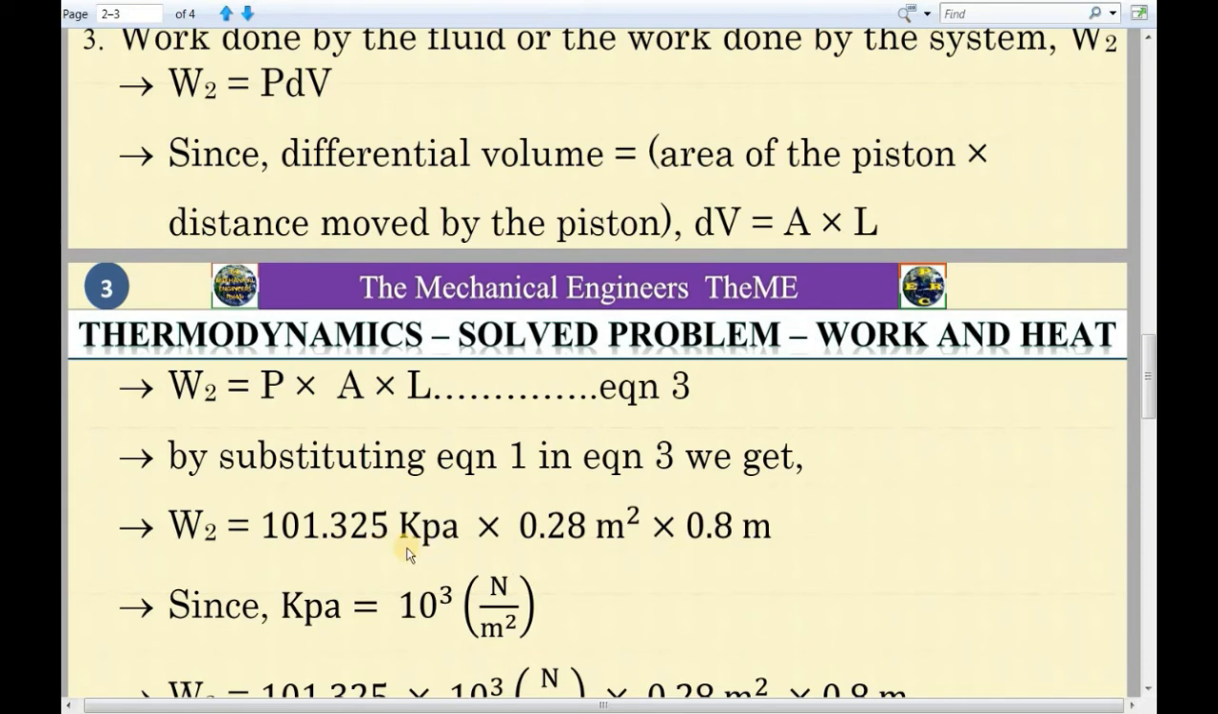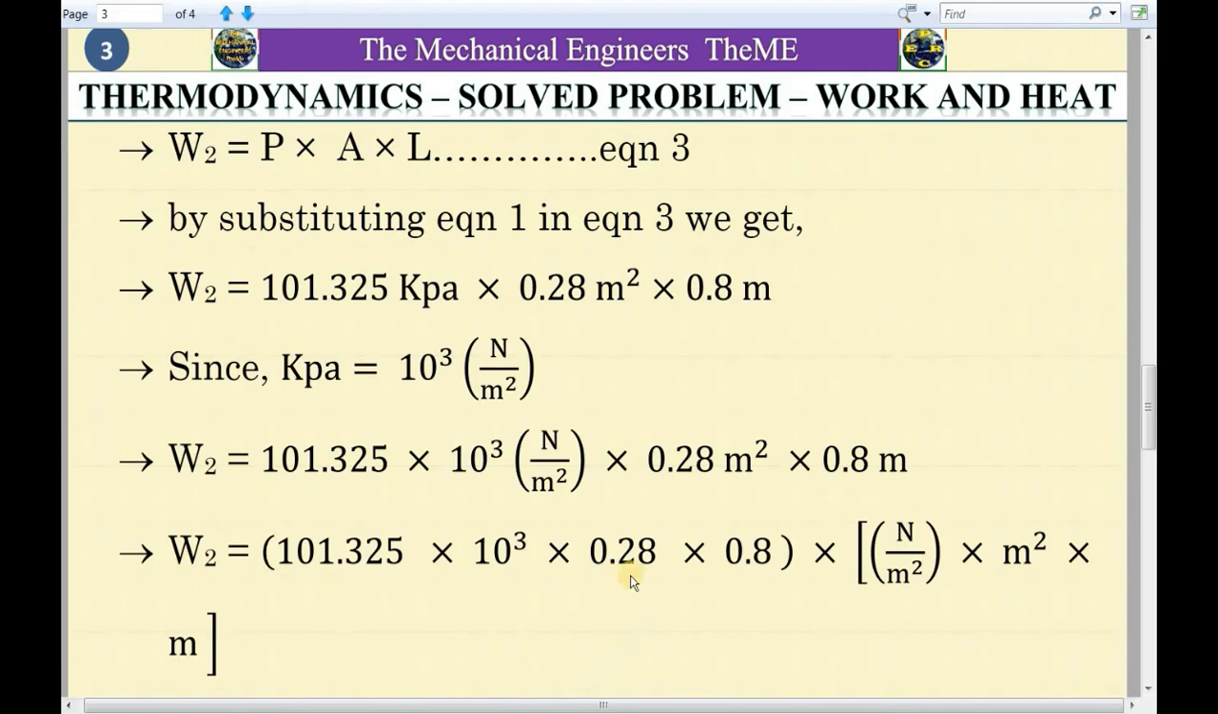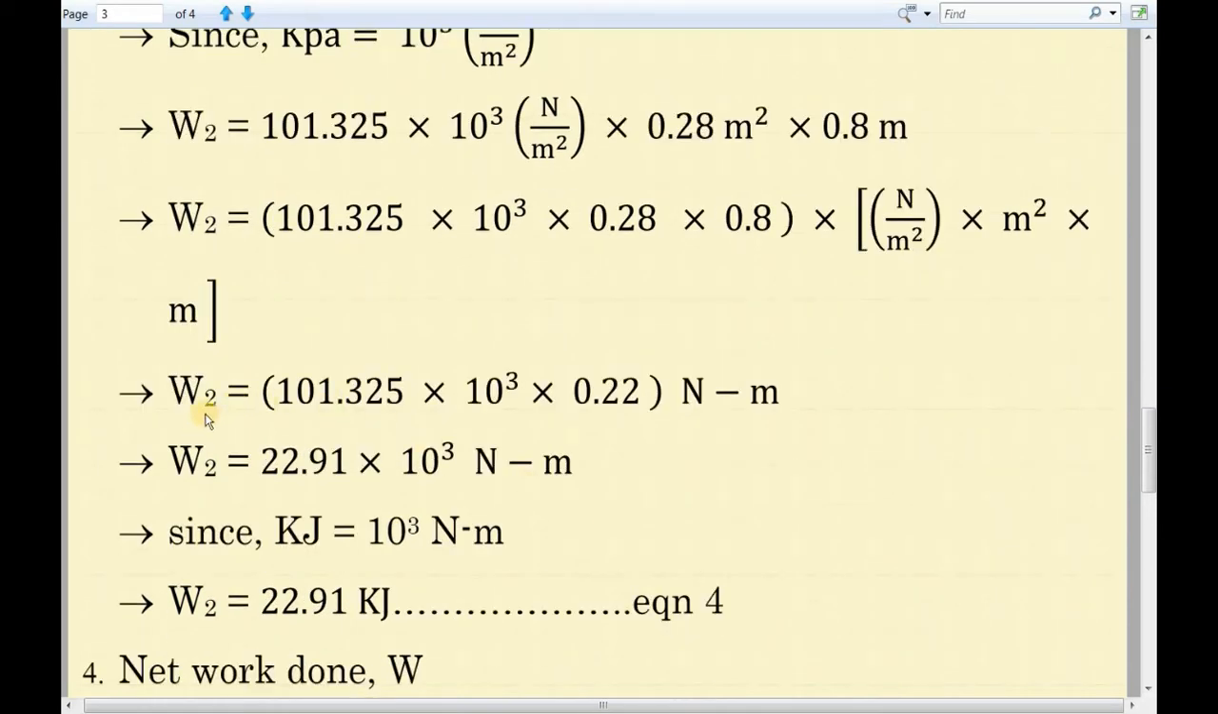In this RHS, kilopascal is 10 power 3 Newton per meter square. So the next step will be W2 is equal to 101.325 into 10 power 3 Newton per meter square into 0.28 meter square into 0.8 meter. In this RHS, split the numerical terms and SI units. We get W2 is equal to 101.325 into 10 power 3 into 0.28 into 0.8 into Newton per meter square into meter. Here 0.28 into 0.8 is 0.22 and Newton per meter square into meter is Newton meter, because meter square gets cancelled.